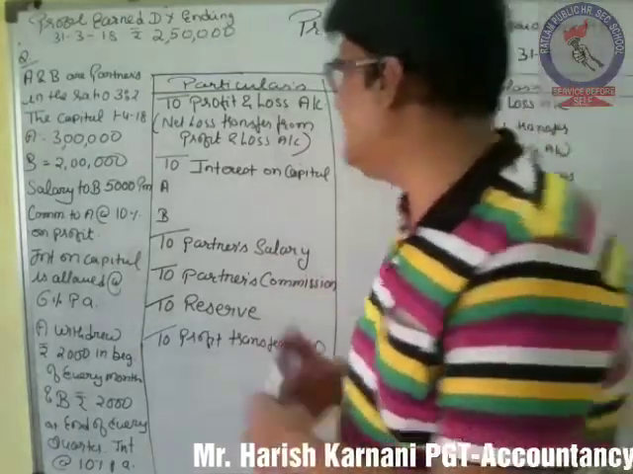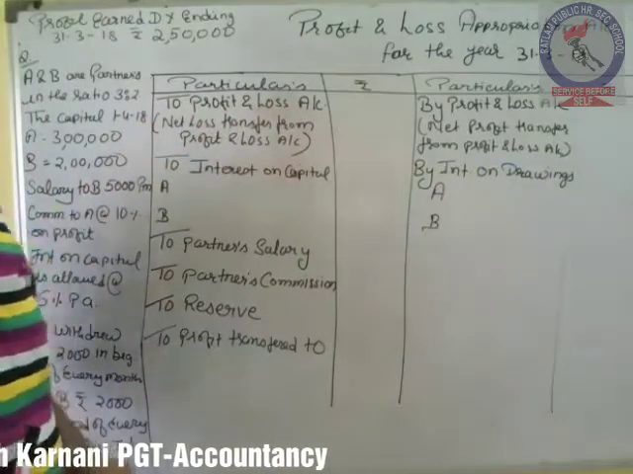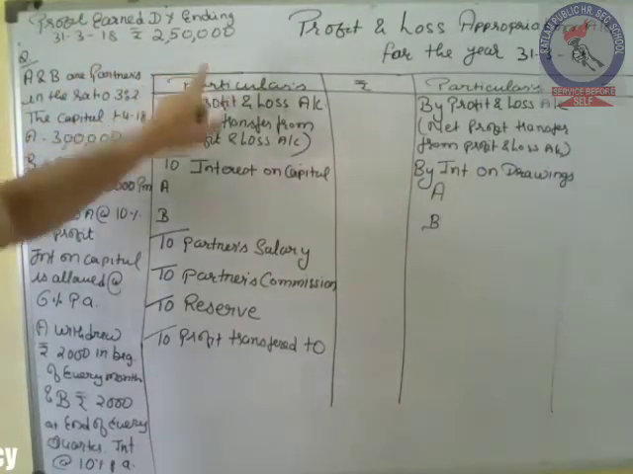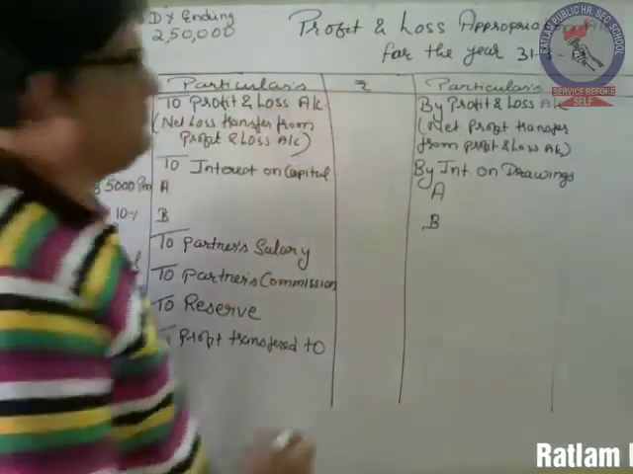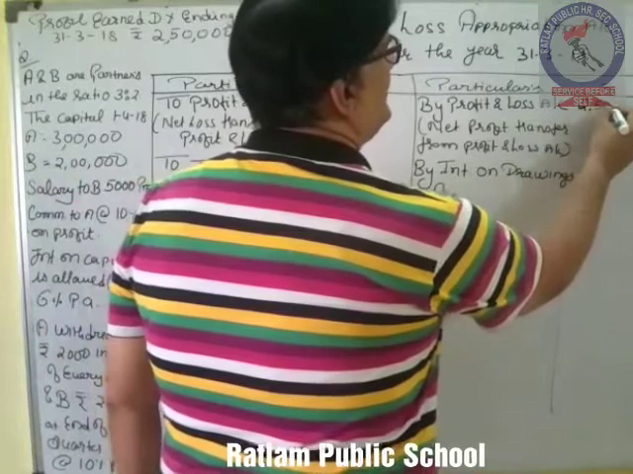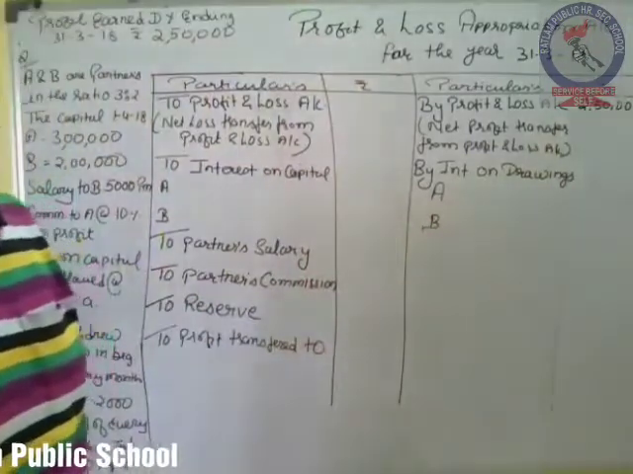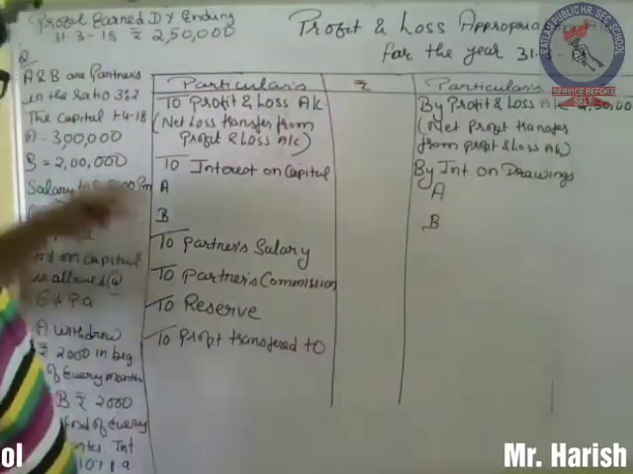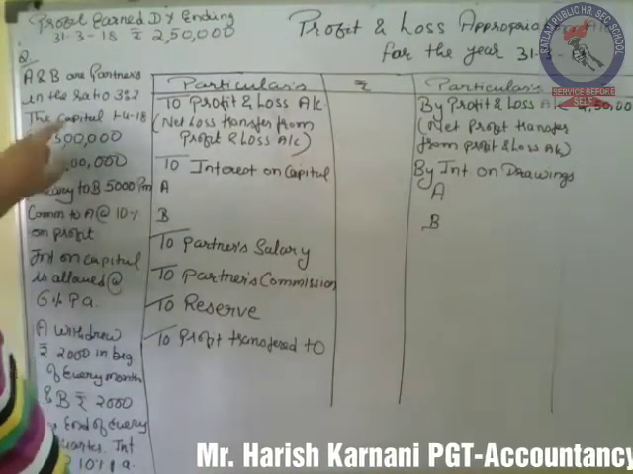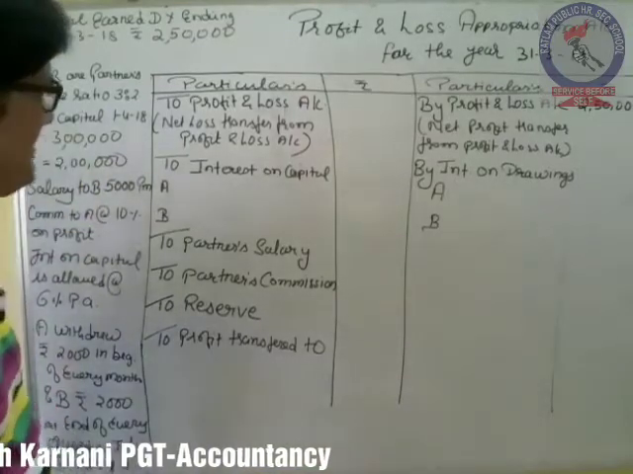So how will we do it? Let's see. The very first thing, either we need profit or loss. The profit earned during the year ending was 2,50,000. So it is a profit, so it will be transferred to the credit side, that is, by profit and loss account, 2,50,000 rupees, the amount which we have transferred from the profit and loss account. Then both were partners in the ratio 3:2. This is their profit sharing ratio. A's capital was 3 lakh and B's capital was 2 lakh.